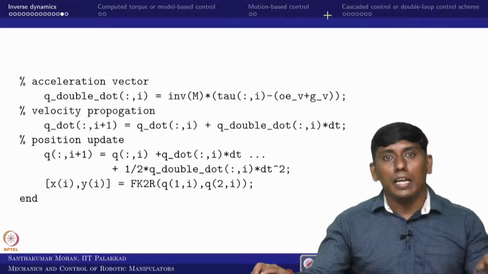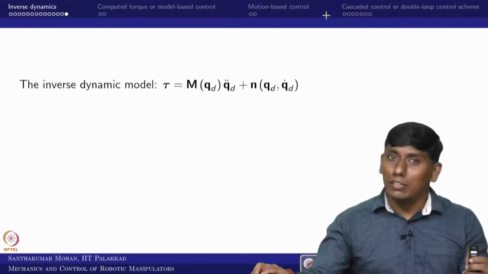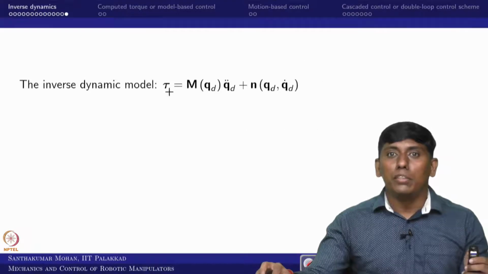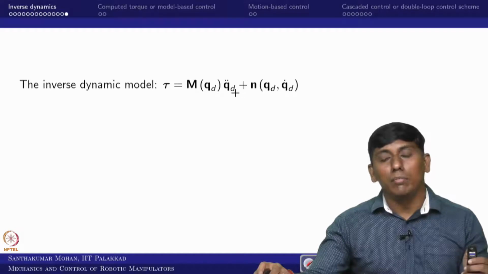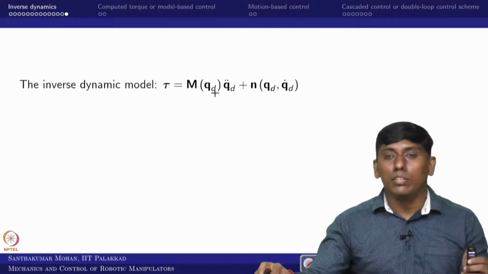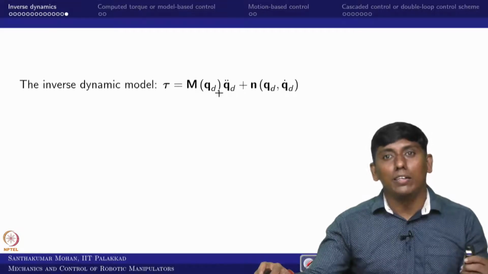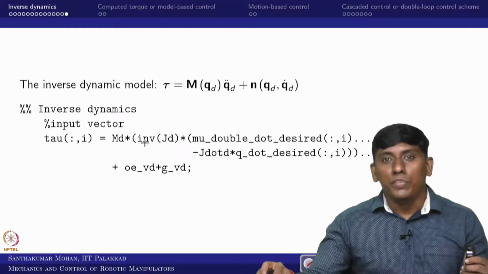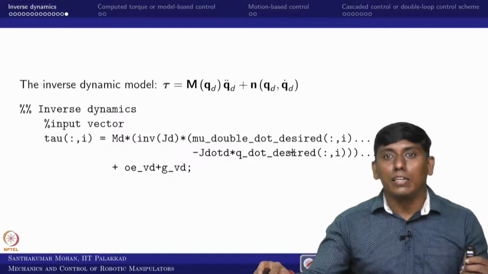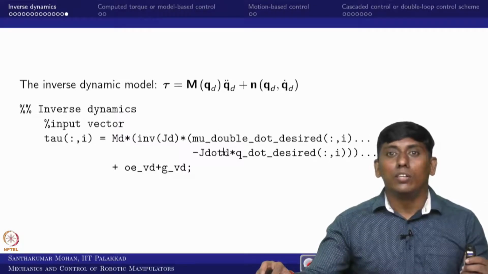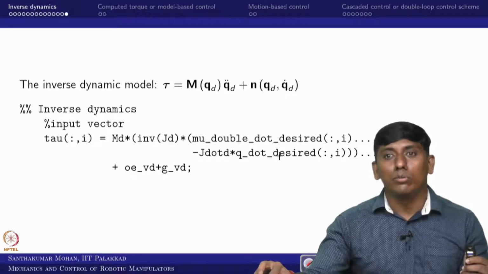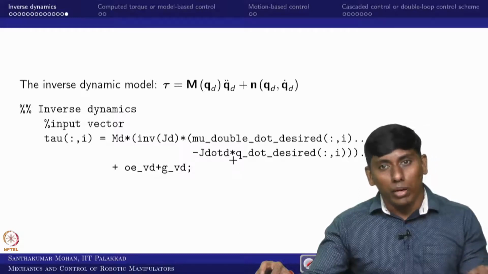So we have taken that: the inverse dynamics in the joint space. This was the equation. For that you need to know q double dot desired, because q dot desired and q desired we have already calculated in the earlier code. So now we have to change. This way we can take it: q double dot desired can be written as mu double dot desired minus J dot desired multiplied by q dot desired. That's why we calculated this J dot. So now you can use it.